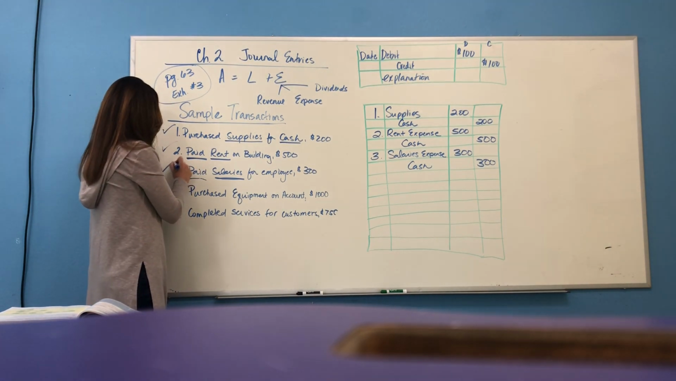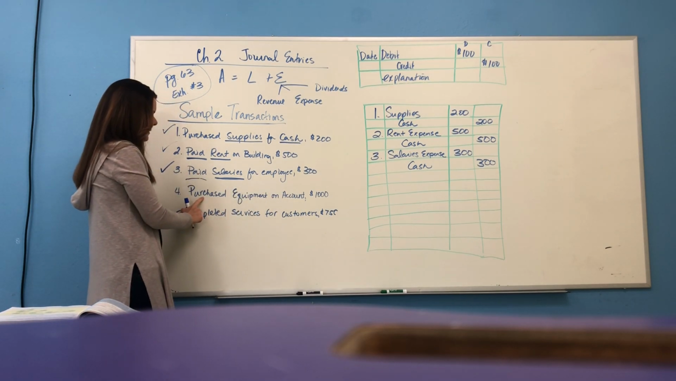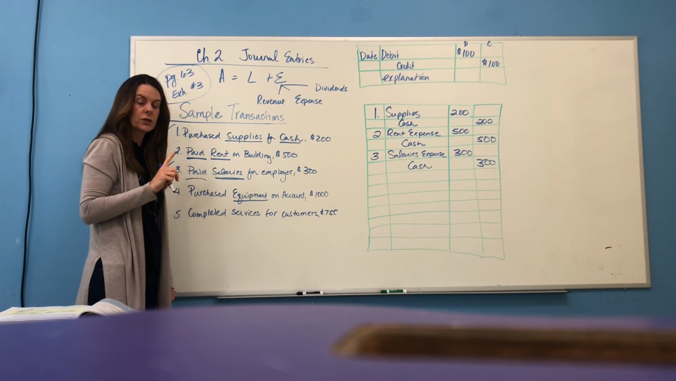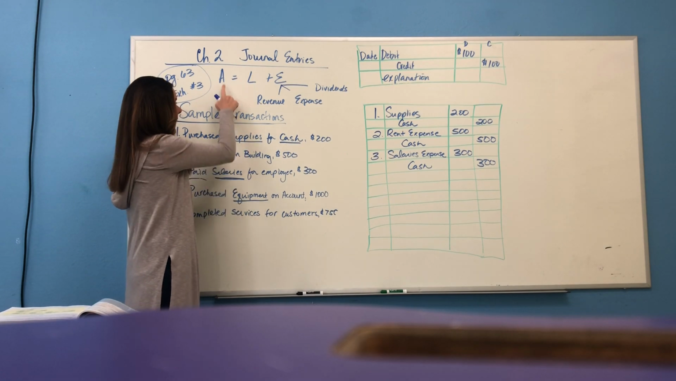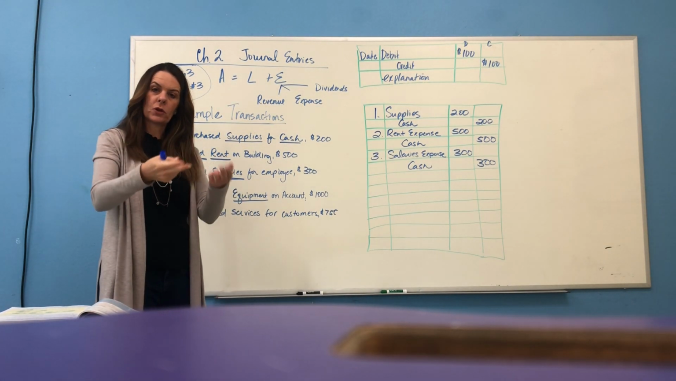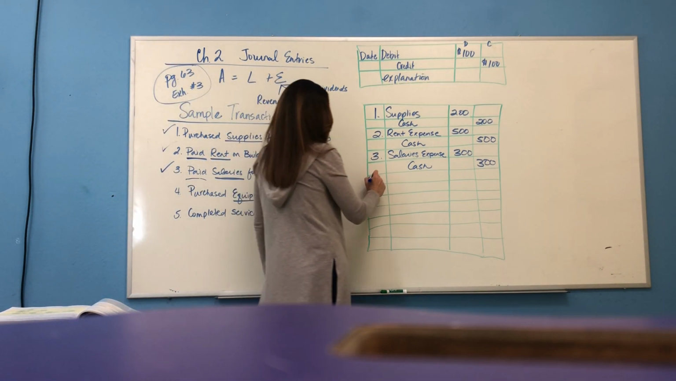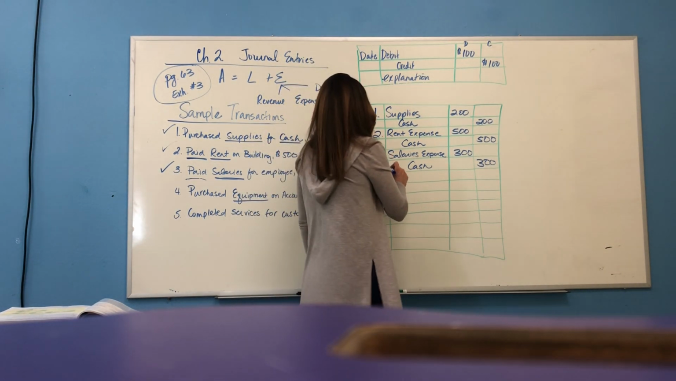All right, moving on. Purchased equipment on account. All right, so in this case, we purchased equipment. So equipment is going to be our first account, and that equipment is an asset. So our equipment went up. If we went and purchased something, that means we have more equipment today than we did yesterday. So we'll come over here. We have to debit to increase an asset. So I'm going to debit equipment.